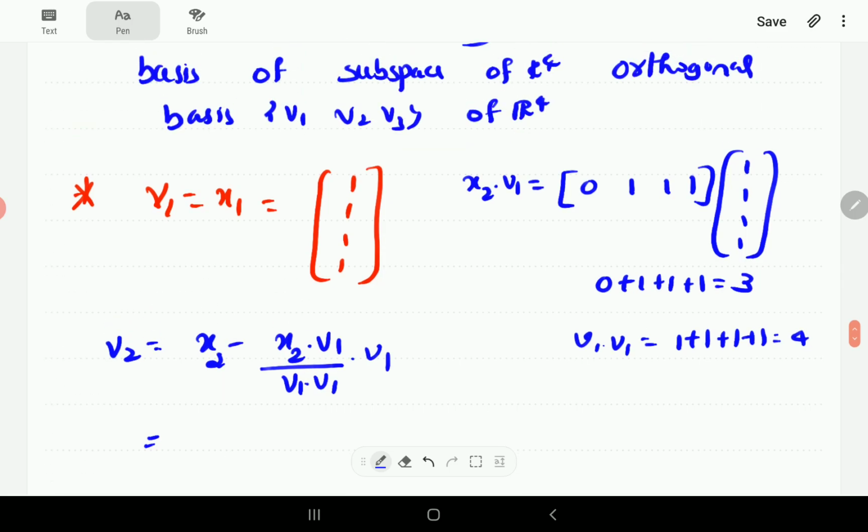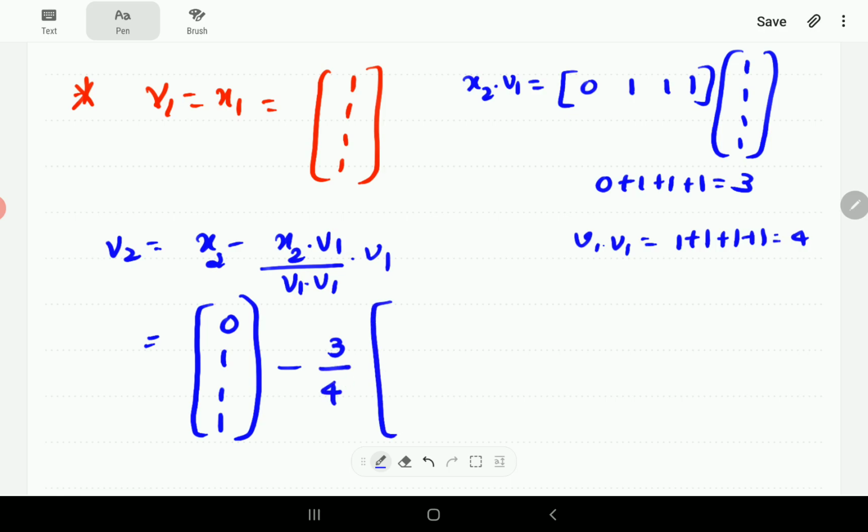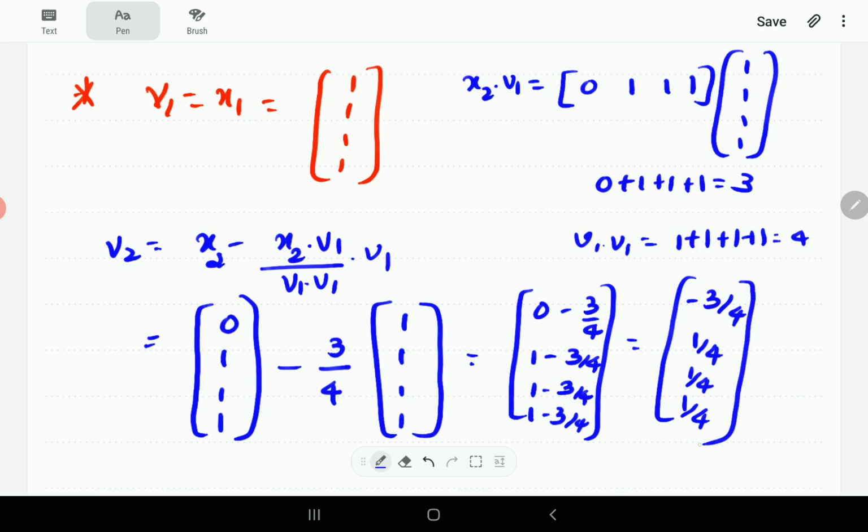Now let me put those values here. This is x2, (0, 1, 1, 1), minus x2 dot v1, which we got as 3, upon v1 dot v1, which we got as 4, into v1, which is (1, 1, 1, 1). So what you get here is 0 minus 3 by 4, 1 minus 3 by 4, 1 minus 3 by 4, 1 minus 3 by 4. So the answer is minus 3 by 4, and 1 minus 3 by 4, that is 1 by 4, 1 by 4 and 1 by 4. This is your v2.